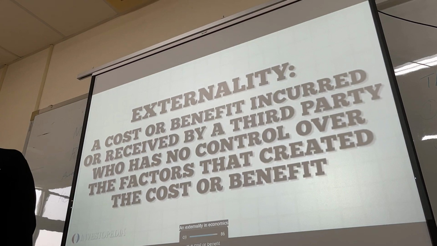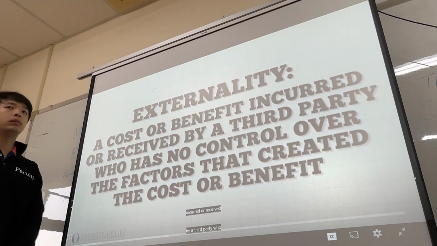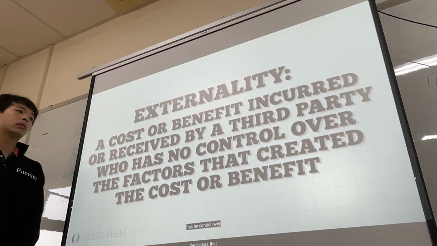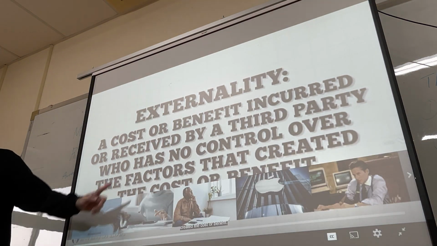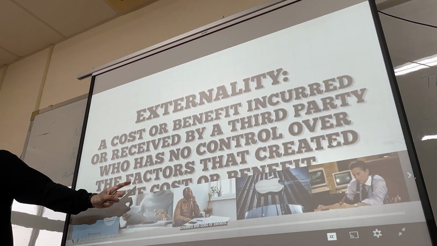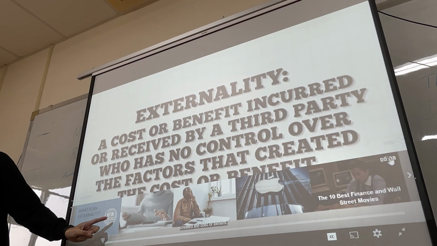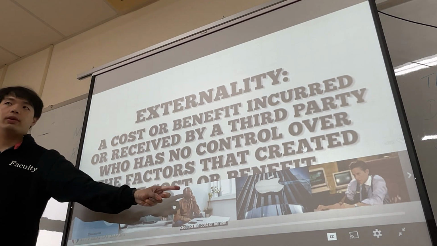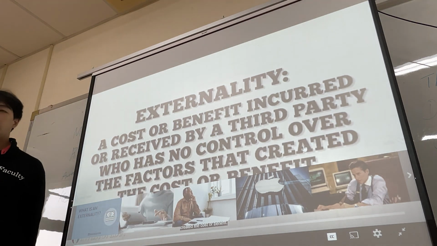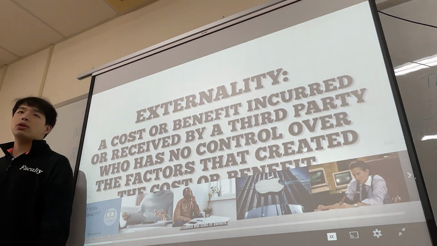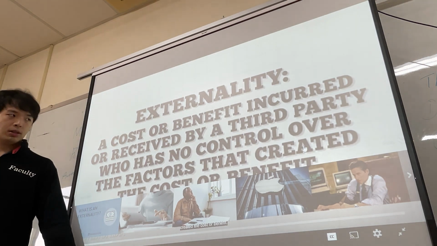Externality is a cost or benefit incurred or received by a third party who has no control over the factors that created the cost or benefit. You see, right? Who has no control over the factors that create the cost and benefits. They did not do this on purpose. Okay? Air pollution, water pollution, how come this is on purpose?